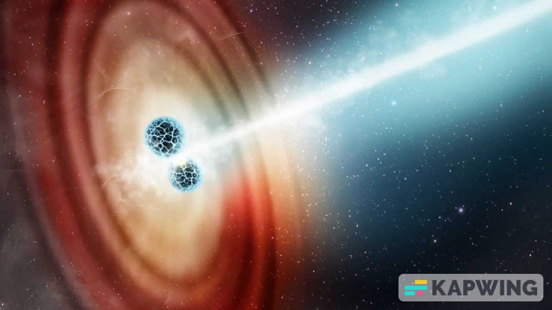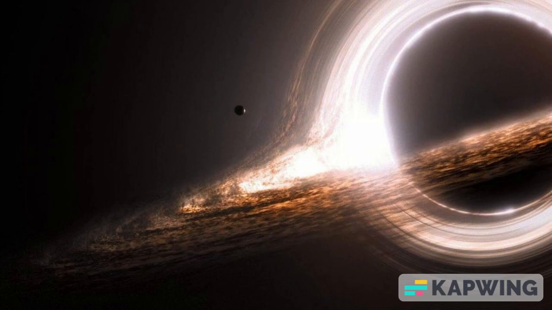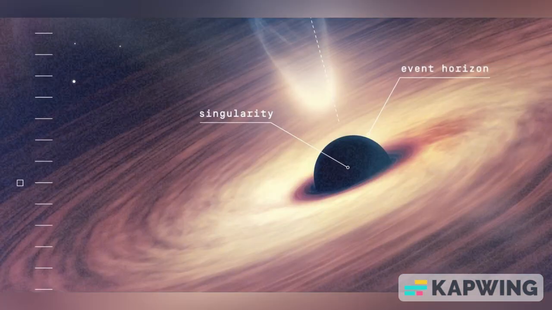They are formed when the core of a very massive star collapses to a point of infinite density, known as a singularity. Anything that crosses the event horizon, the point of no return, is pulled inexorably towards the singularity, never to return.